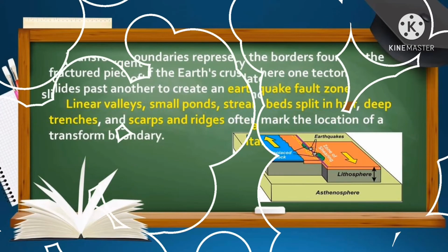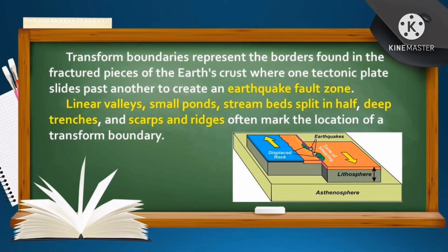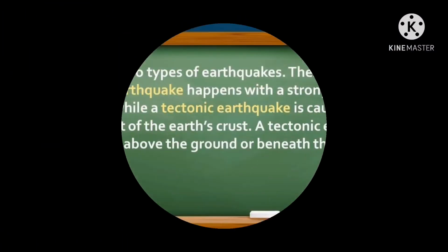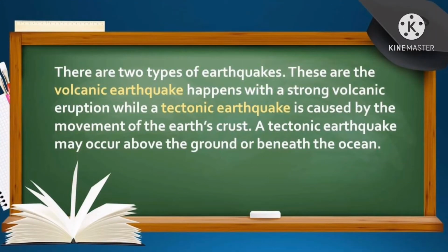events. Transform boundaries represent the borders found in the fractured pieces of the Earth's crust where one tectonic plate slides past another to create an earthquake fault zone. Linear valleys, small ponds, stream beds split in half, deep trenches, and scarps and ridges often mark the location of a transform boundary. There are two types of earthquakes.